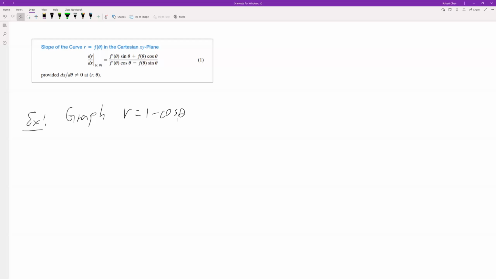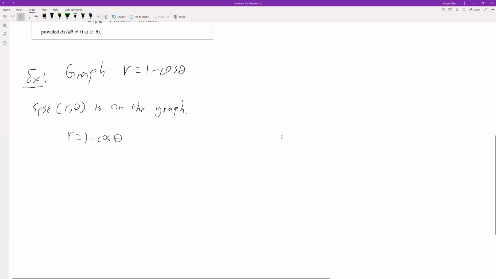So example one, we're going to try to graph r equals 1 minus cosine theta. This is a polar equation. Before we start picking out some points and plotting them, let's see if we have any symmetry in this equation. Suppose that (r, theta) is on the graph. What that means is this equation is true: r is equal to 1 minus cosine theta, for some r and some theta on the graph.